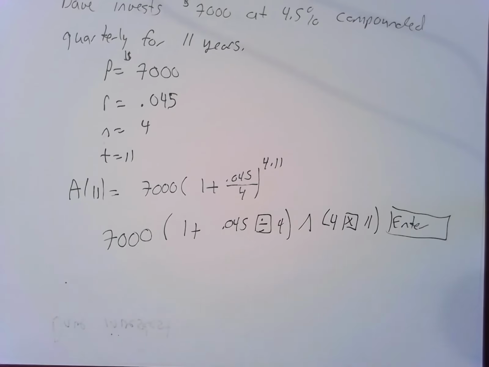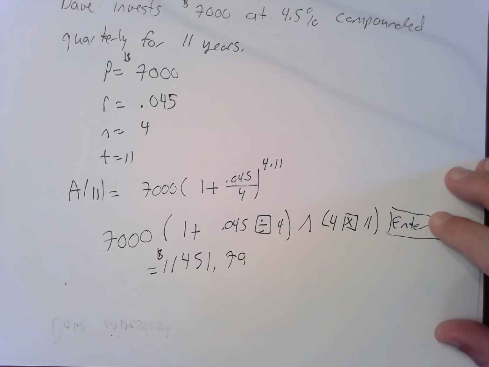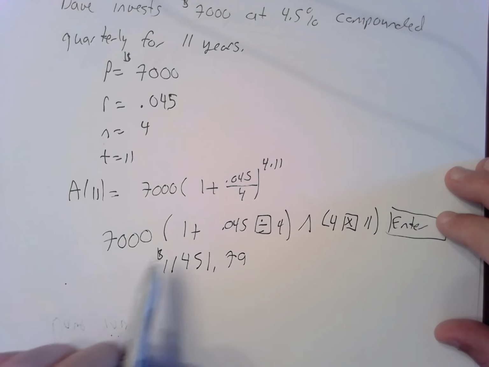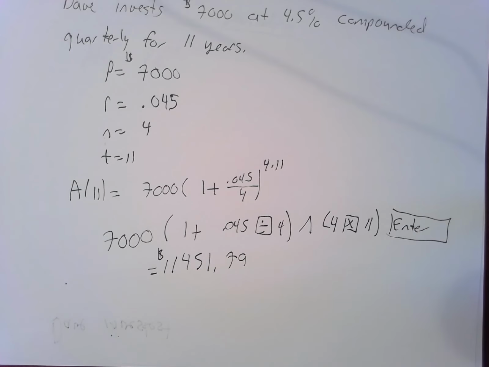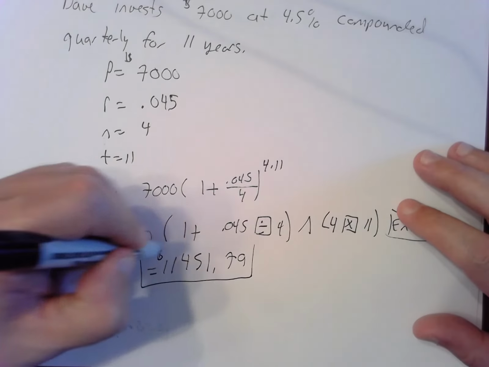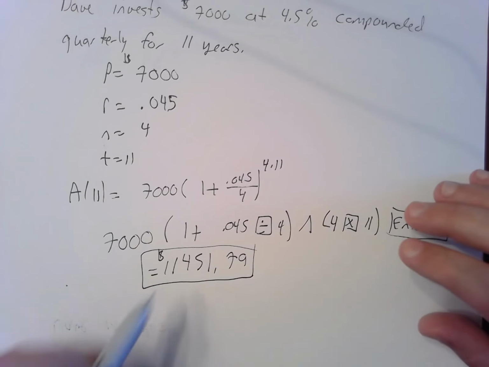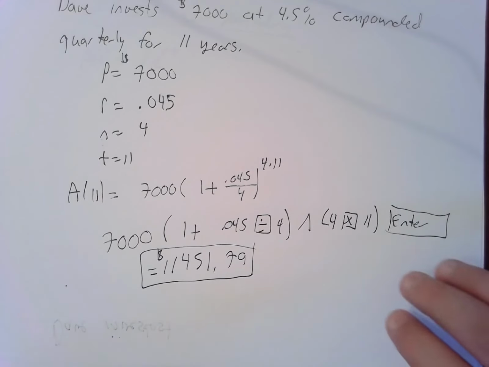All right, so let me plug this in a calculator. And I got, like magic there, $11,451.79. That's how much money Dave has after 11 years. That is money, so we do want to round that to the second decimal place. Make sure we have our dollar sign.